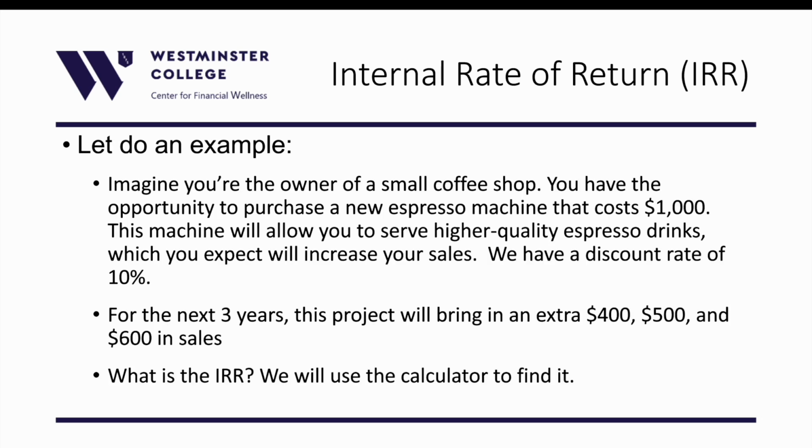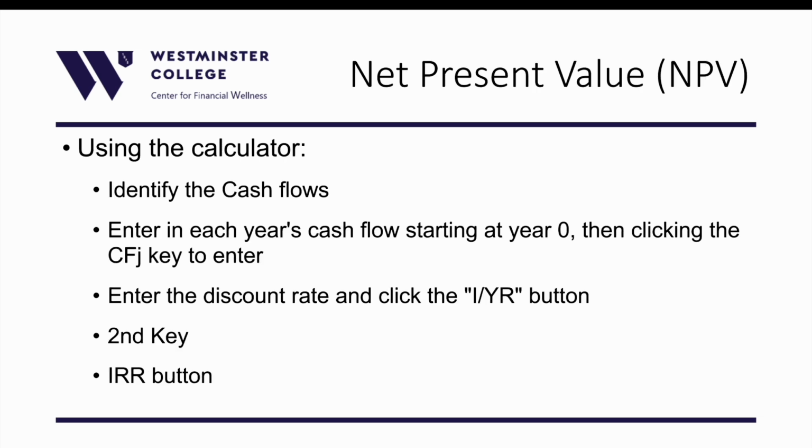So using the same example as before, we're still the owner of that same small coffee shop. We're going to consider the opportunity to purchase a new espresso machine. It has the same cost of $1,000. We have a discount rate of 10% still, and the same cash flows. So what is the IRR? I'm going to switch back over to the calculator so that we can find it, and then I'm going to talk a little bit about what that IRR actually means.